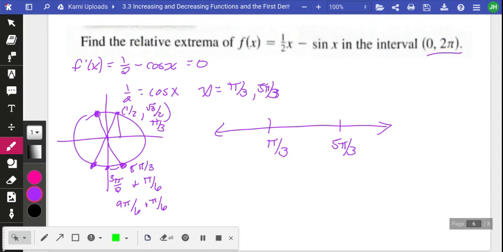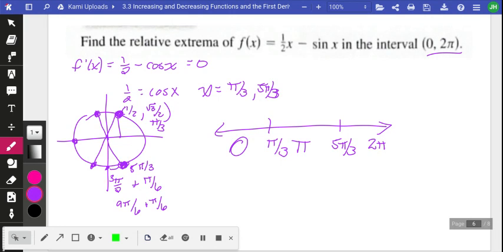All right, so then I need to pick values to the left, in between, and to the right. For a value to the left of pi over 3, a good value there would be 0. A value in between, there are lots of options, but I'd pick something that's easy to plug into. If this is pi over 3 here on my unit circle, and this is 5 pi over 3, an easy value might be pi in between. And then we can do 2 pi. So we can have something like that.